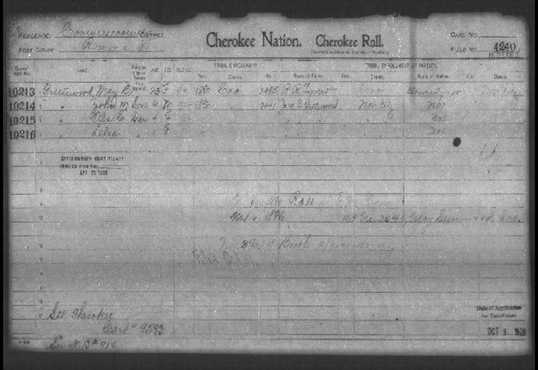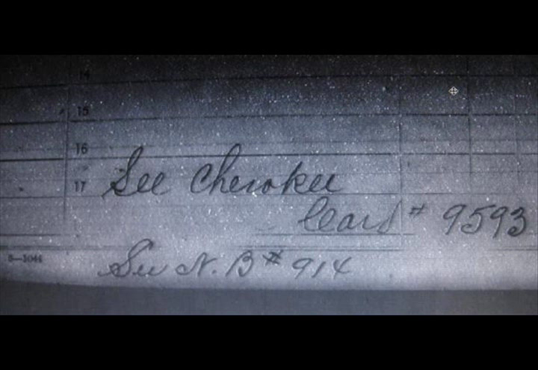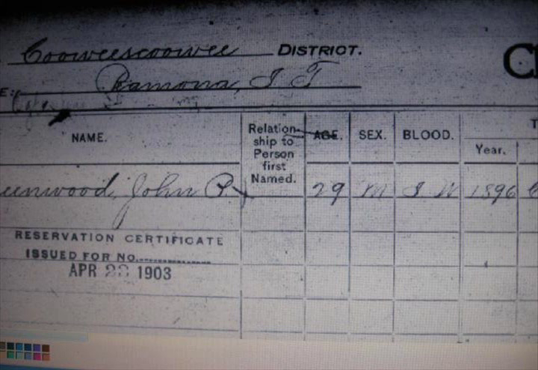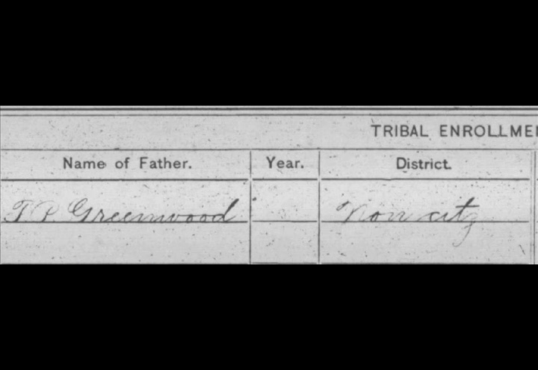On many cards, other notations of benefit to genealogists appear. On Mae Greenwood's card, a small note appeared at the bottom for the reader to see another Cherokee card, number 9593. That, it turns out, was the card of her husband, John, an intermarried white citizen. Like all enrollees, his parents were also named: T.P. Greenwood and Katie O. Greenwood.